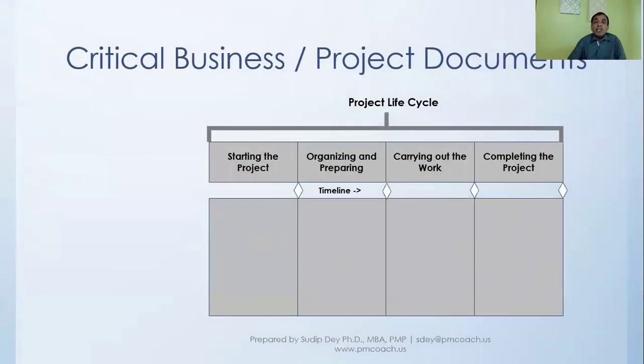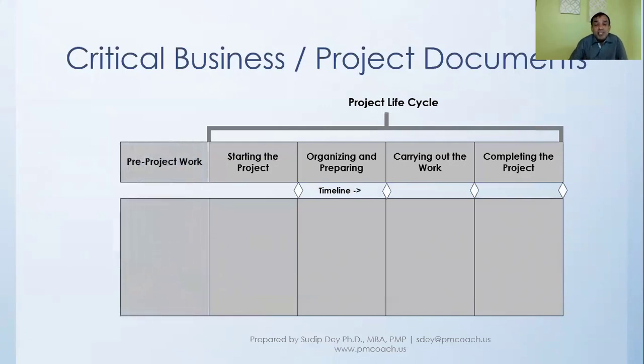So this is the project life cycle that we see from our viewpoint as a project manager. We see that we are starting the project, we are organizing and preparing, planning, we're carrying out the work, we're completing the project. But before this project life cycle starts, there are some activities that take place, which is really pre-project work, even before the project starts. So what happens over there?